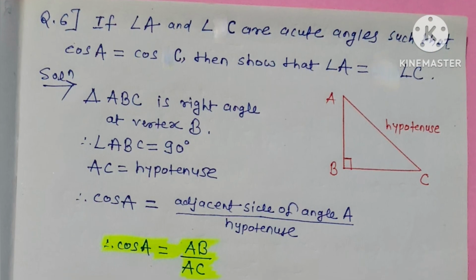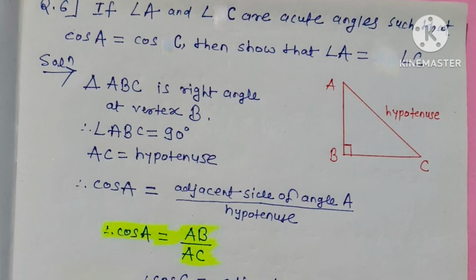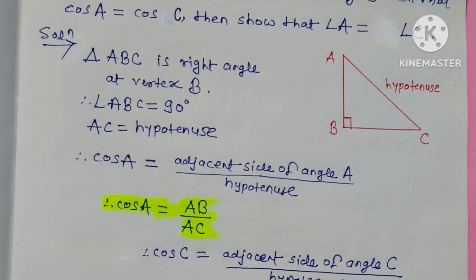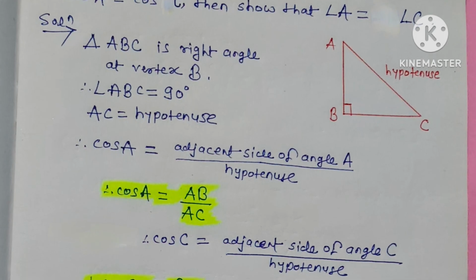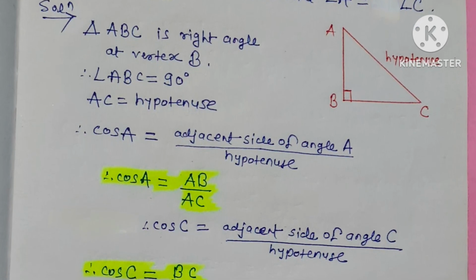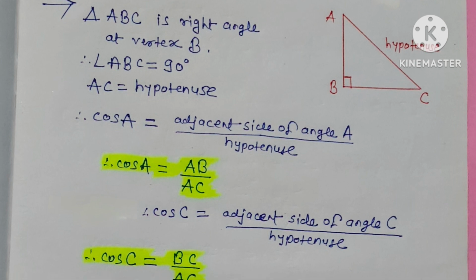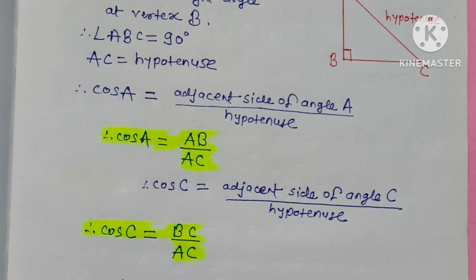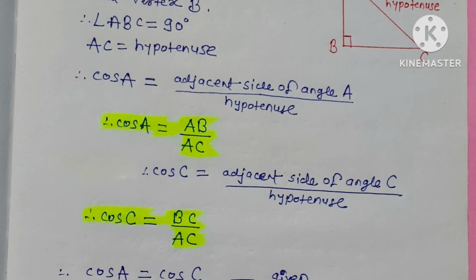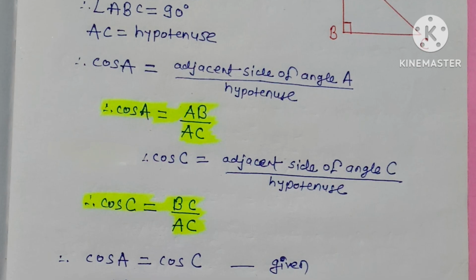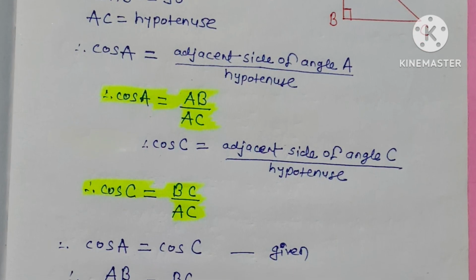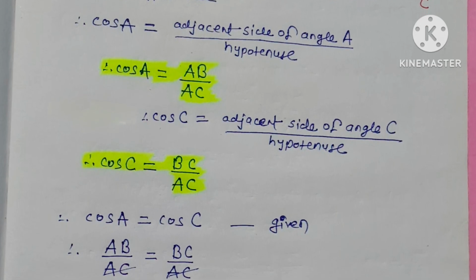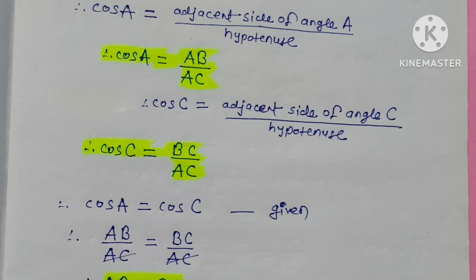Question number 6, if angle A and angle C are acute angles such that cos A is equal to cos C, then show that angle A is equal to angle C. So triangle ABC is a right angle triangle with the vertex B, so angle ABC is 90 degrees. So we can say AC is the hypotenuse of this right angle triangle. Cos A we can find using the formula adjacent side of the angle A divided by hypotenuse, and we'll get the cos A value as AB upon AC. Then we can find cos C using the formula adjacent side of angle C divided by hypotenuse, so cos C is BC upon AC.